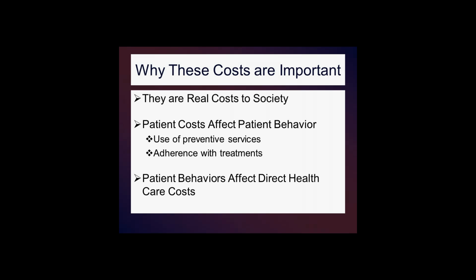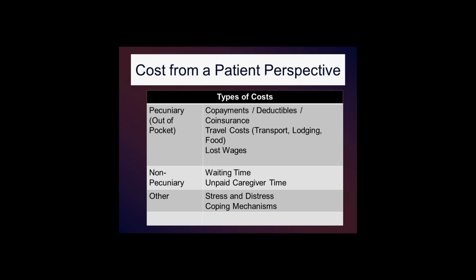And then patient behaviors come around and affect direct health care costs. So, you know, if I'm not doing the stuff that I should do to minimize cost to society, then well, that actually turns around and imposes a burden on society. So these are important things to do. That's my little hobby horse. I like the patient perspective.